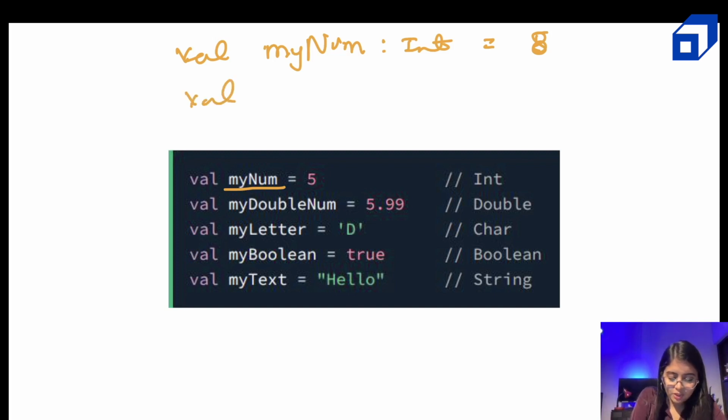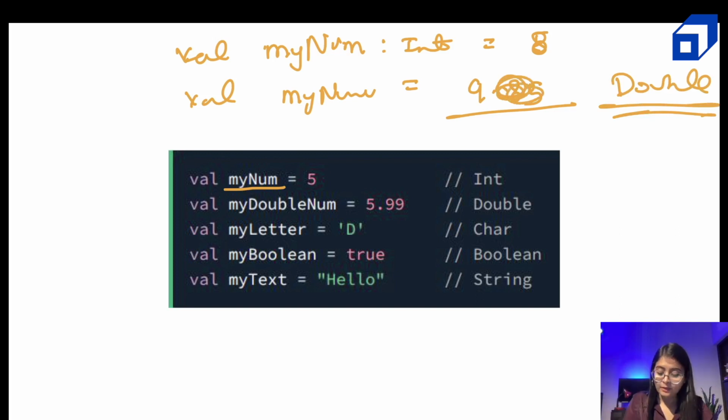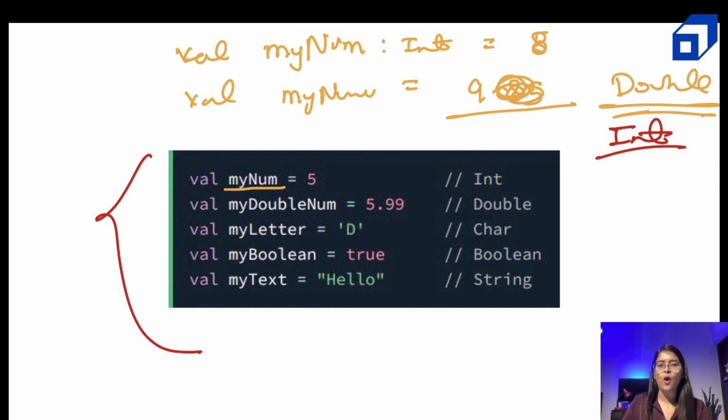If you are unsure, or you want it to auto detect, then if you do myNum is equal to, let's say, 9.85, it will auto understand that this is of type double, and not int. If it is only 9, then it will auto understand that this data is of type integer. So this is very important. In Kotlin, it auto understands at the time of initialization.